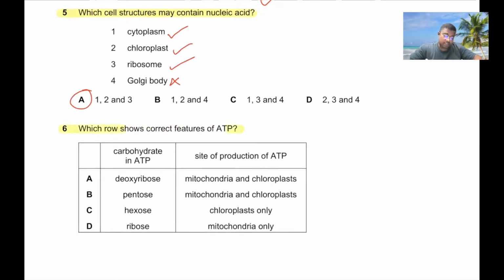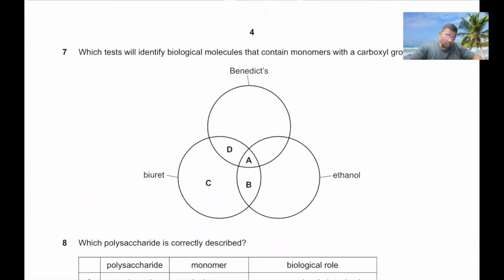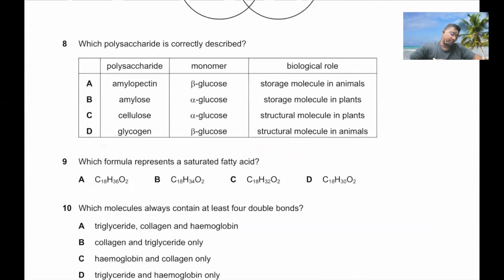Question 6. Which row shows correct features of ATP? The carbohydrate in ATP is a pentose, or ribose. Sites of production of ATP, mitochondria and chloroplast both can produce ATP. So B will be the correct answer. Question number 7 has been discounted from the syllabus due to a mistake that they have made in it. So we will move to question number 8.